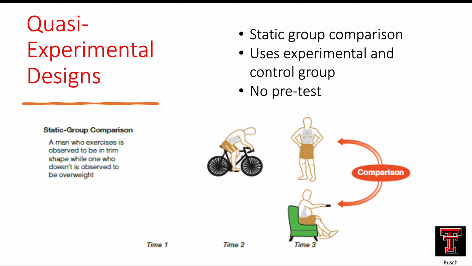So static group comparisons. This uses experimental and control groups, but there's no pretest. Maybe you're unable to do a pretest, but you're still able to look at that stimulus and measure the dependent variable afterwards.